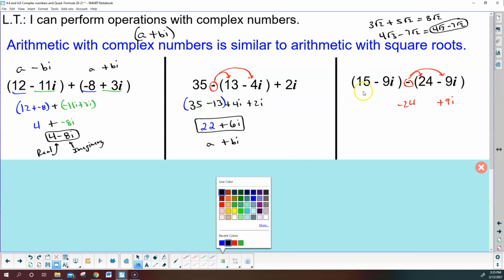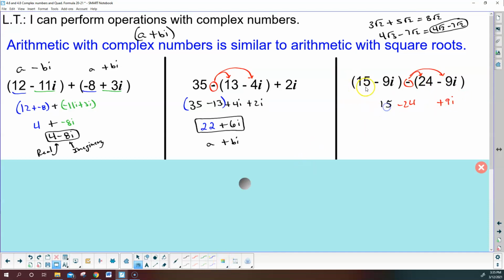And then watch, I'm going to rewrite this so it's ordered 15 minus 24, and then negative 9i. So I just grouped those together. So 15 minus 24 is negative 9, and negative 9i plus 9i, those are opposites. That adds up to 0i, and in that case you don't have to write the 0. So I actually end up with just the real answer of negative 9. So that's adding and subtracting complex numbers.